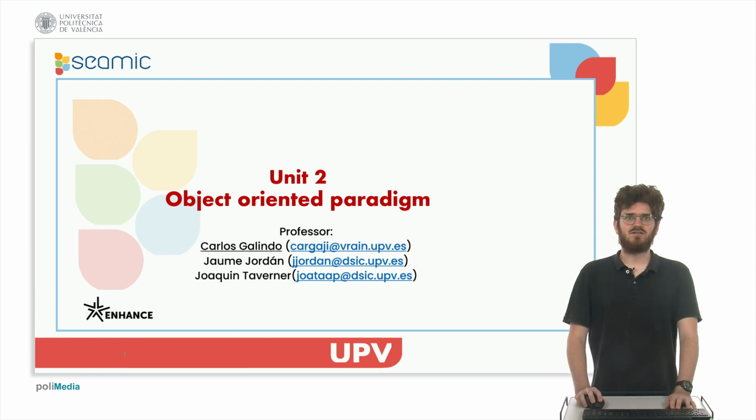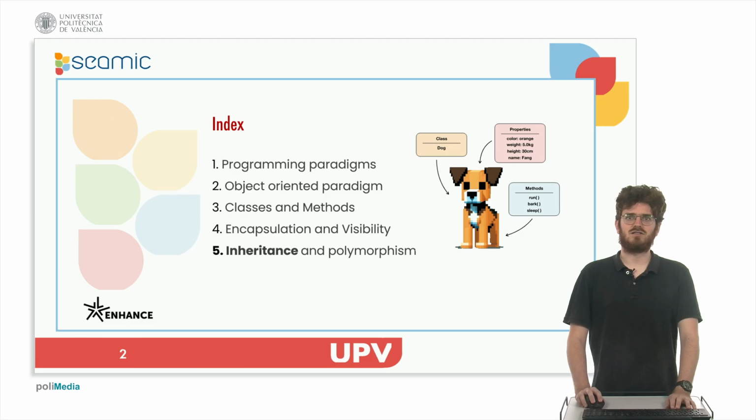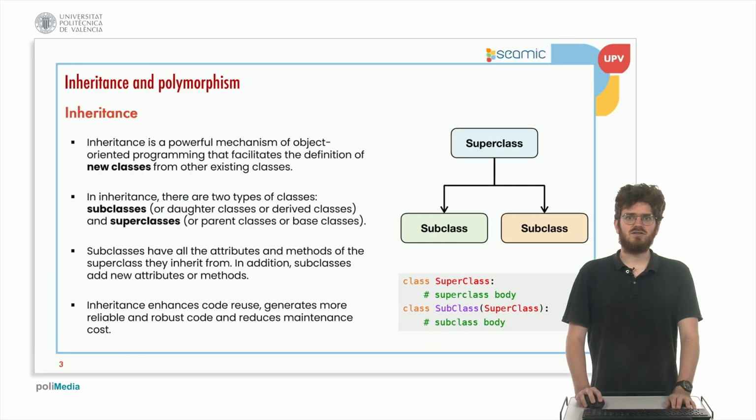Hi, welcome again. In this second unit of object-oriented programming, we're going to focus now on inheritance between objects. So, what's inheritance? Inheritance is a way that we can compose different classes to mix different behaviors that are common in several classes into a superclass that contains this behavior.